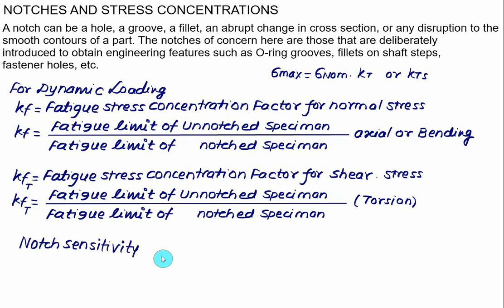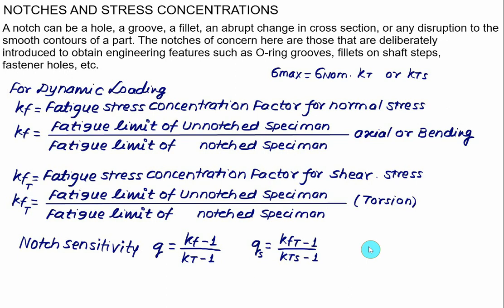The theoretical stress concentration factor and the fatigue stress concentration factor are related by the notch sensitivity, which is represented by Q. It is defined as the ratio of the fatigue stress concentration factor Kf minus 1 divided by the theoretical stress concentration factor Kt minus 1 in the case of axial loading. The same notch sensitivity can be defined for shear stress, that is Kfs minus 1 divided by the theoretical stress concentration factor for shear, Kts minus 1. So this one you have to define for shear.